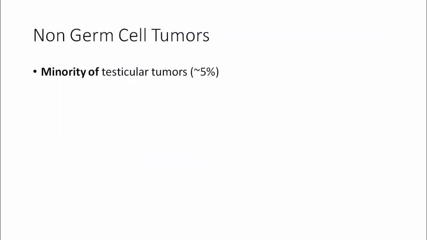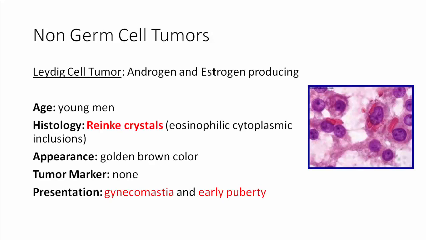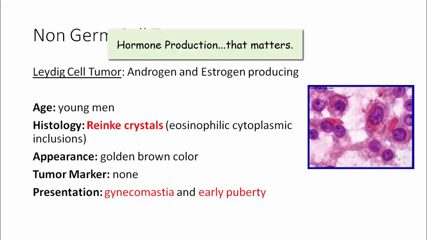Now we'll move on to the non-germ cell tumors. These represent the minority of testicular tumors, about 5%. The first of the non-germ cells is the Leydig cell tumor. These do have a few key distinguishing characteristics that you should be aware of for step 1. First, these tumors are androgen or estrogen producing, meaning that the patient in your question stem will likely be presenting with some features suggestive of hormone production.